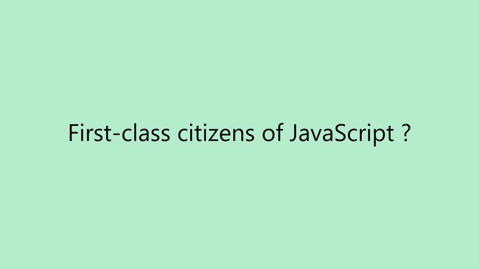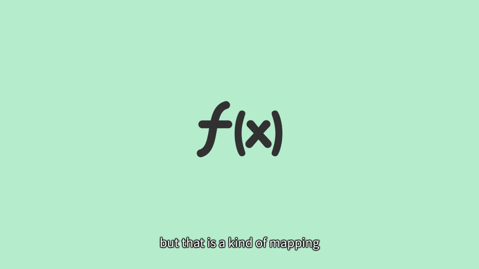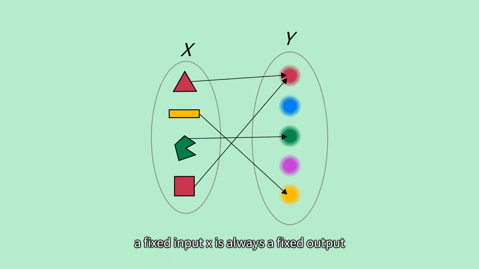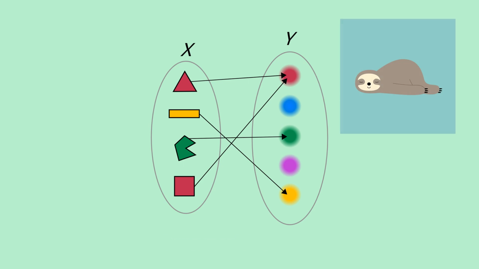Let's think about who the first class citizens of JavaScript are: functions. And there are functions in mathematics, but that is a kind of mapping. That is, a fixed input x is always a fixed output y, and the function does nothing except output the result. How pure and simple this is. So in functional programming, this is called a pure function.